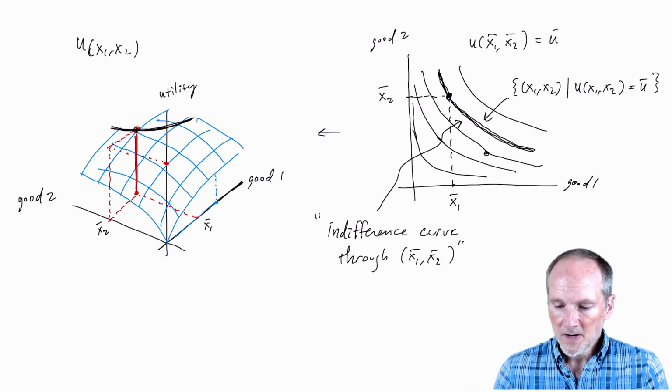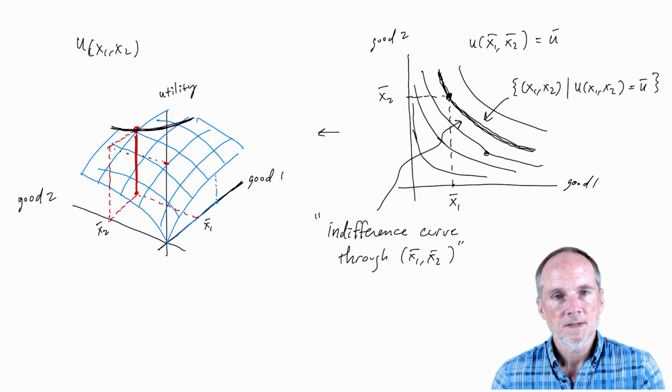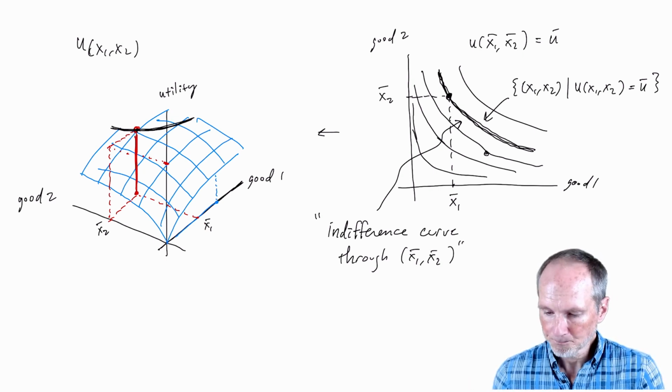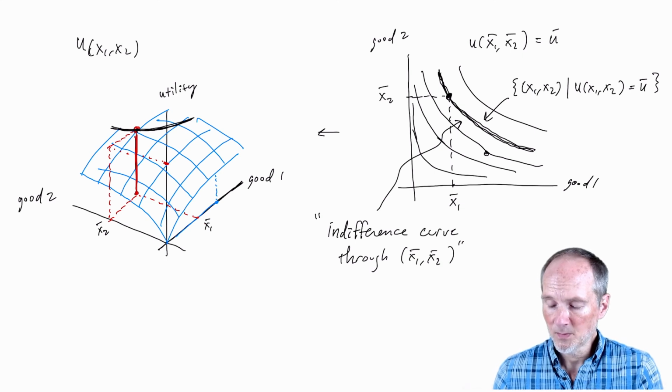I've said enough about the consumer in this installment. I'm going to say more in the next installment, and we'll go through a parameterized example.